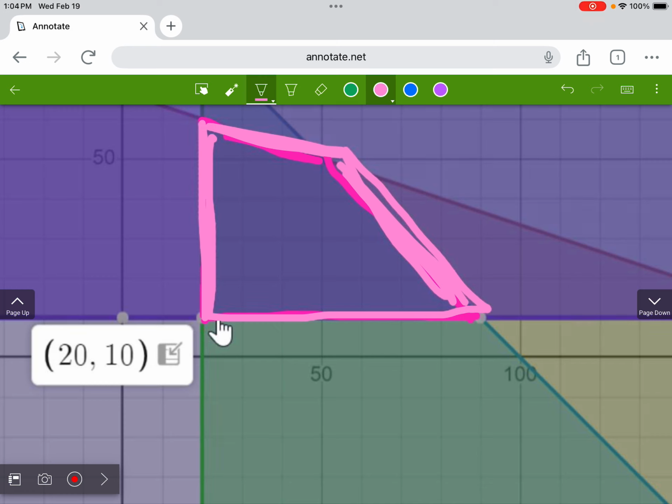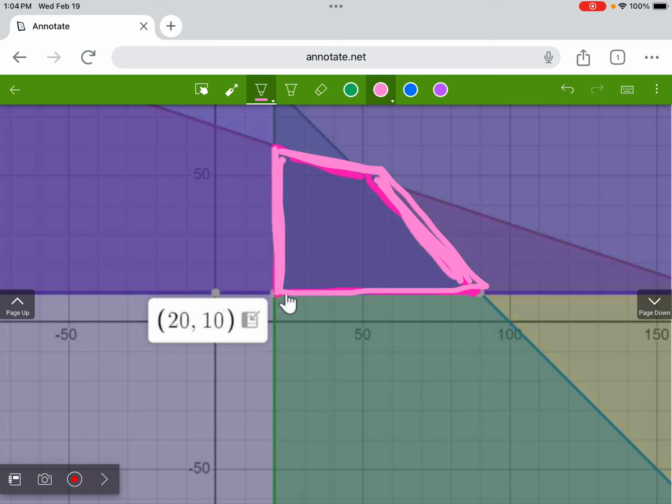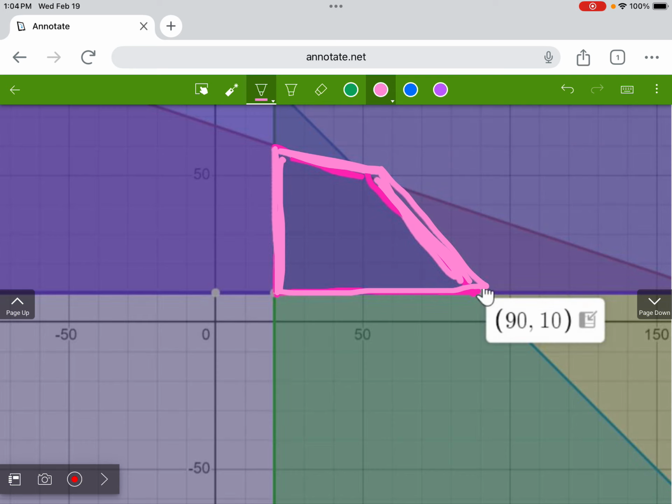So if I sell 20 of package A and 10 of package B, is that going to be the most profit we're going to get? I mean, probably not. It's on the very lowest side. It is literally the lowest number I could sell. So what we're going to do is look at our other 3 points, and we're going to see, oh, this is so hard to do with the mouse sideways and upside down. Technology. We love it.